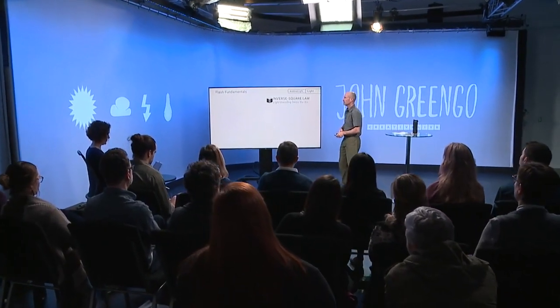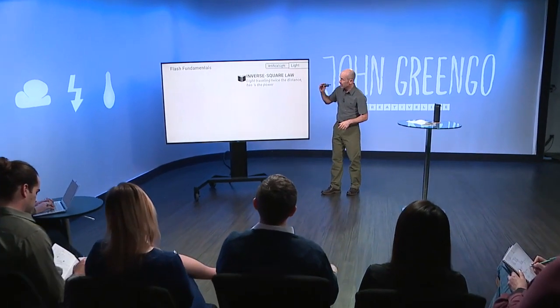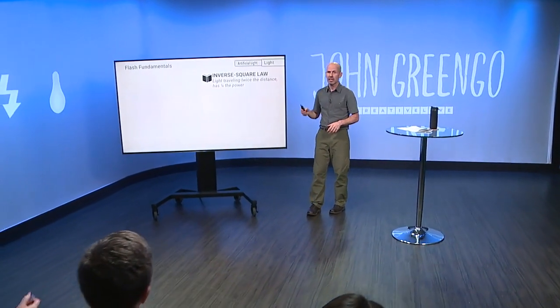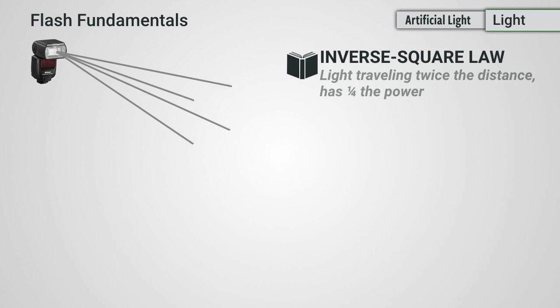When we talk about flash, we have to talk about the inverse square law. And that basically states that light traveling twice the distance has 1/4 the power, which is something we talk about as light fall off. Light is much more powerful close to the light source and much weaker as we get further away.